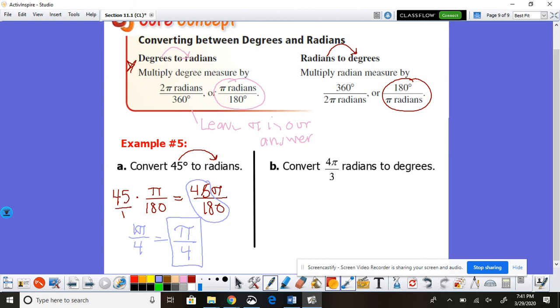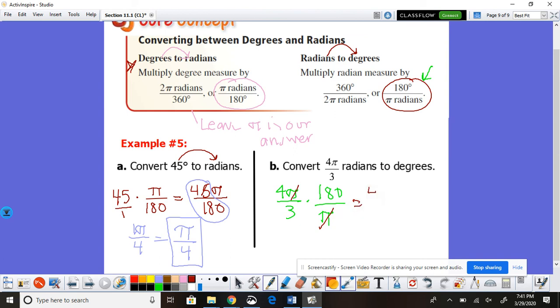All right, now let's flip. Now we're going to convert 4 pi over 3 to degrees. So 4 pi over 3. So now we're going from radians to degrees. So we're going to use this. We're going to multiply it by 180 over pi. And notice when I do that, the pi and the pi cancel each other out.